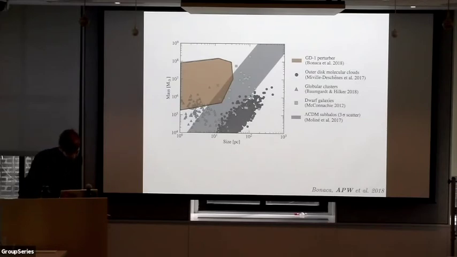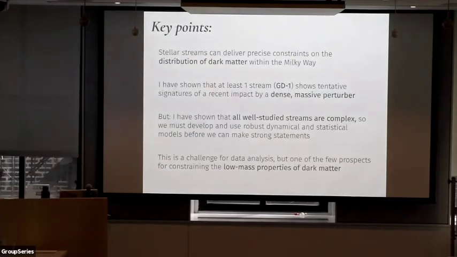Cool. So I was going to talk a little bit about stream density modeling, but there have been some good questions already, so I don't have time to do that. So I just want to leave up some key points here. So one is that stellar streams, because they provide time-dependent information about orbits in the Milky Way, can deliver precise constraints on the distribution of dark matter around the galaxy. We can actually do this using the data we have in hand now or over the next few years.